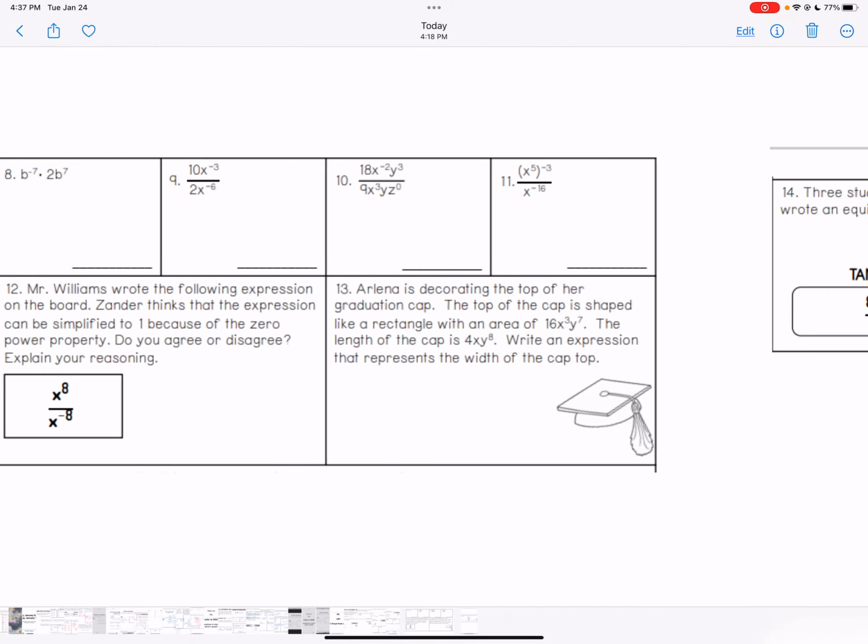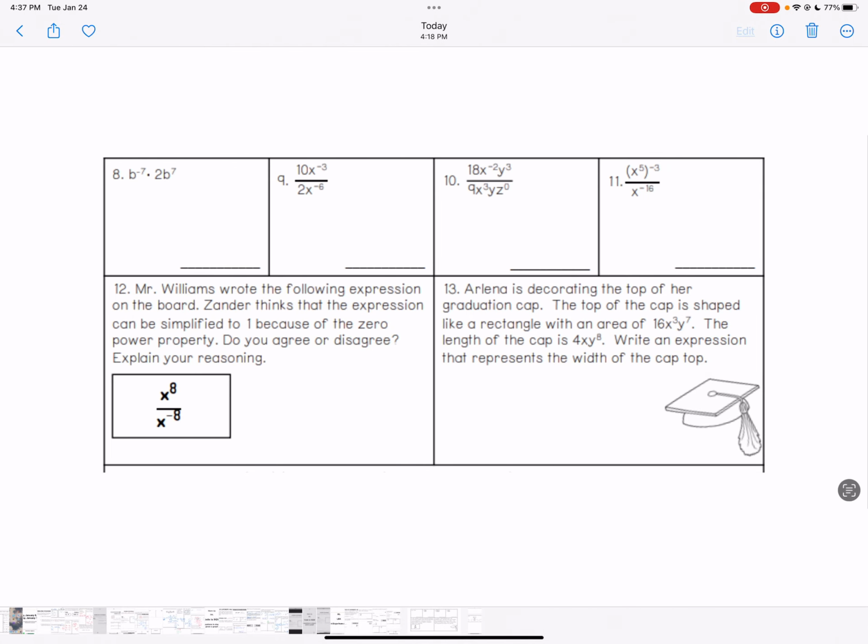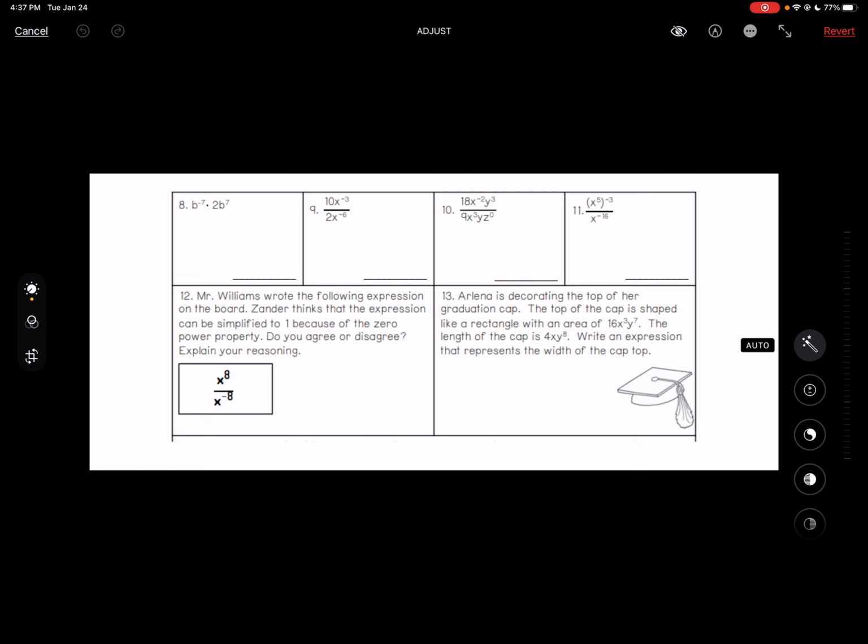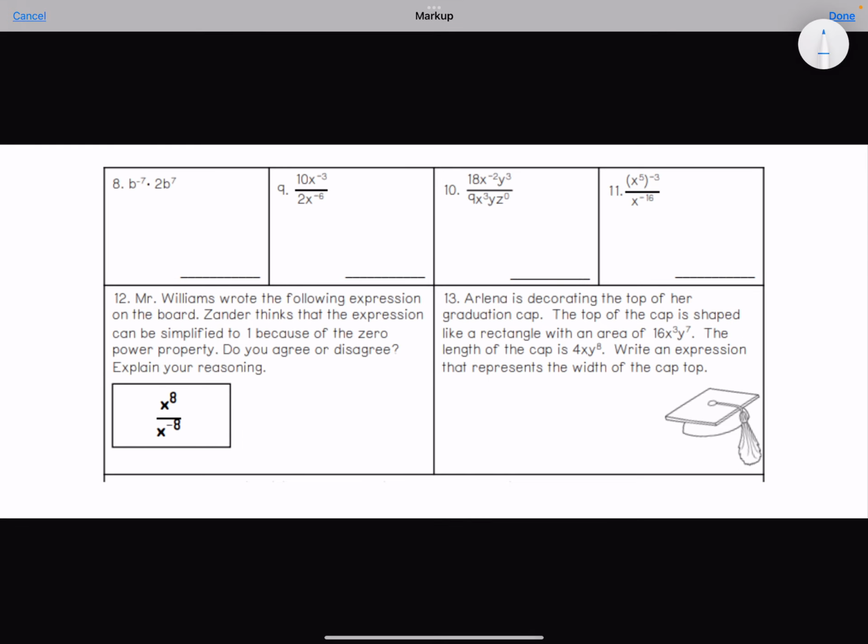Okay. A few more examples. So I've got b to the 7th times 2b to the negative 7th. So I'm using my product rule. I'm going to add my exponents. So I have 2, negative 7 plus 7 is 0. So I have 2b to the 0, 2 times 1. So our answer is just 2.